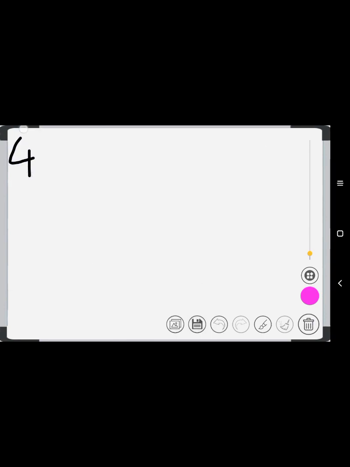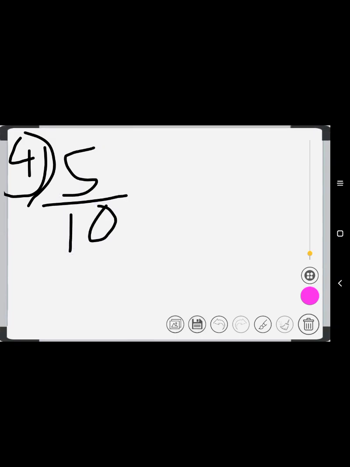Now let's do another example. I have 5 out of 10. In my head I know it's 1 over a half, but I want to explain it to you because I'm making this video so you can learn much better. So you have 5 out of 10, right? How many times can 5 go into 10? We know it's 2 times. 5 times 2 is 10.